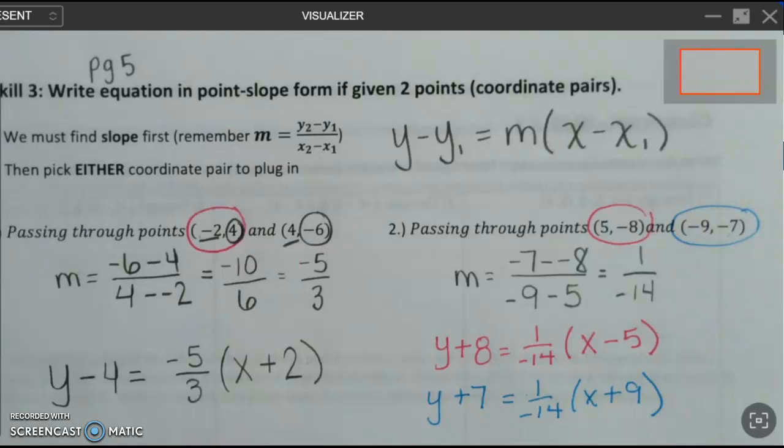And there we go. Okay, let's turn the page. And that's your classwork for today. So page 6 is our classwork.